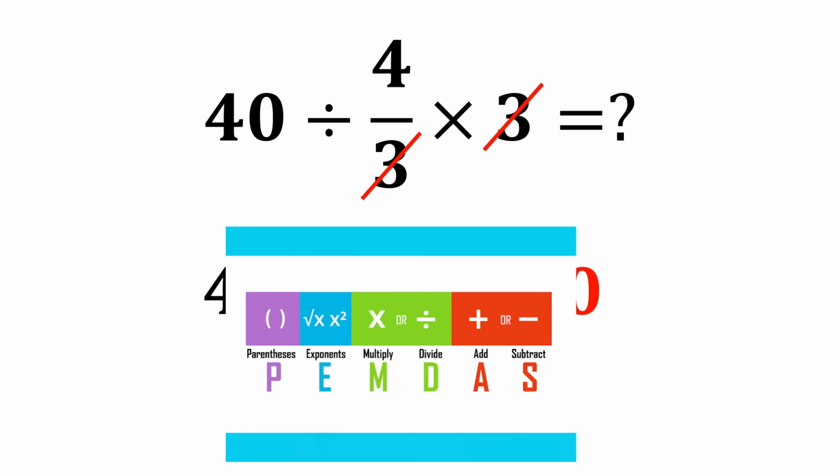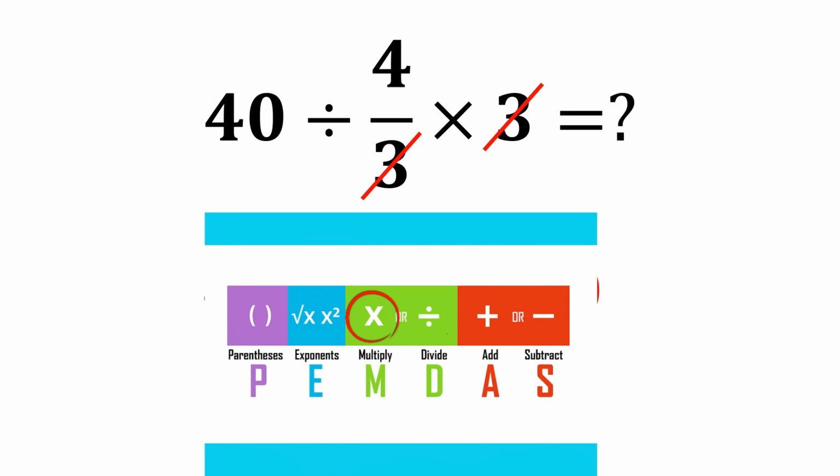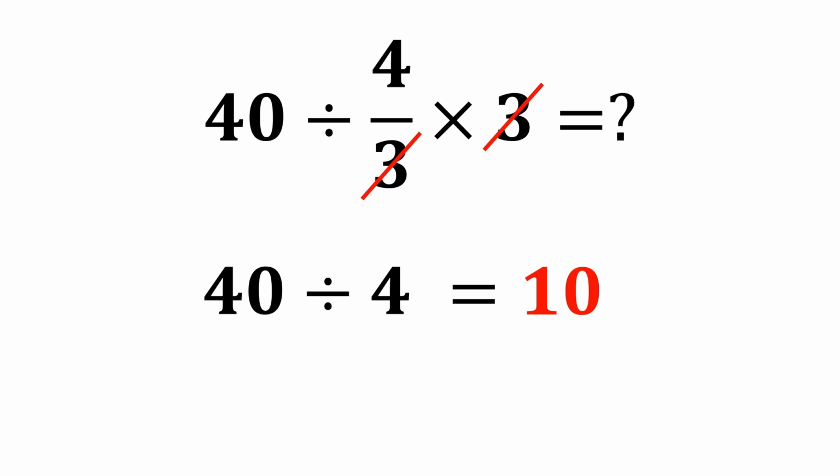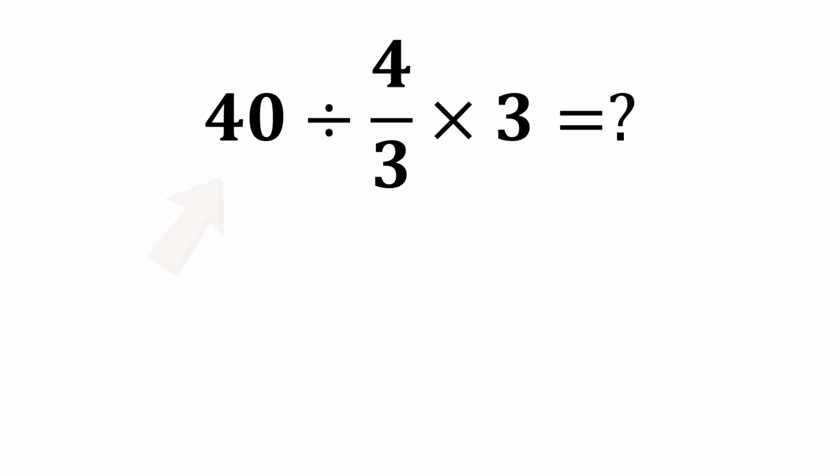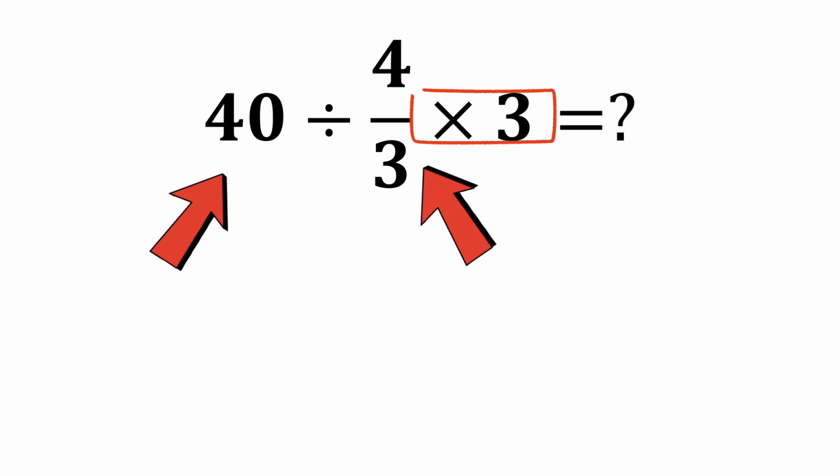Why? Because in PEMDAS, multiplication and division are at the same level. And when they're at the same level, you must do them from left to right. That means we must first compute 40 divided by 4 over 3, and only then multiply the result by 3.